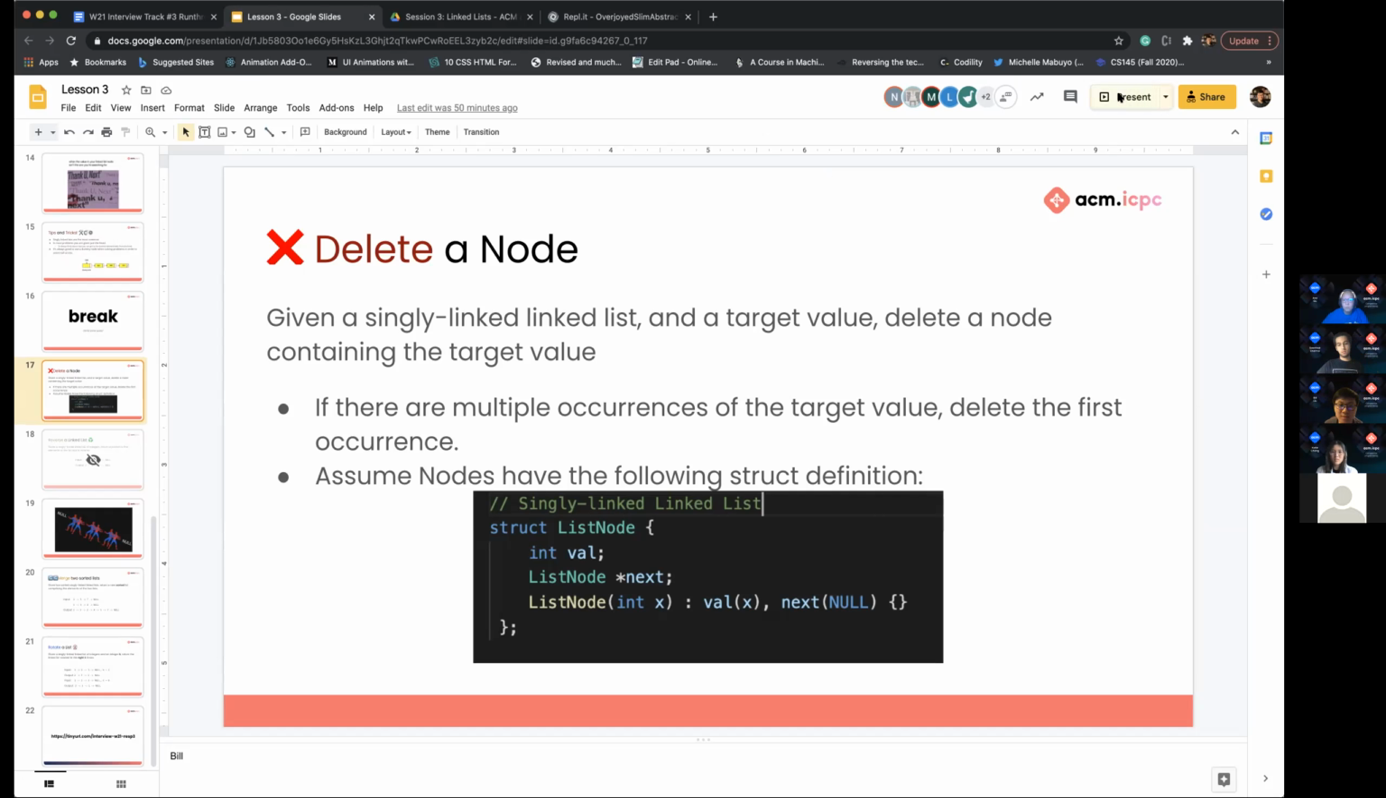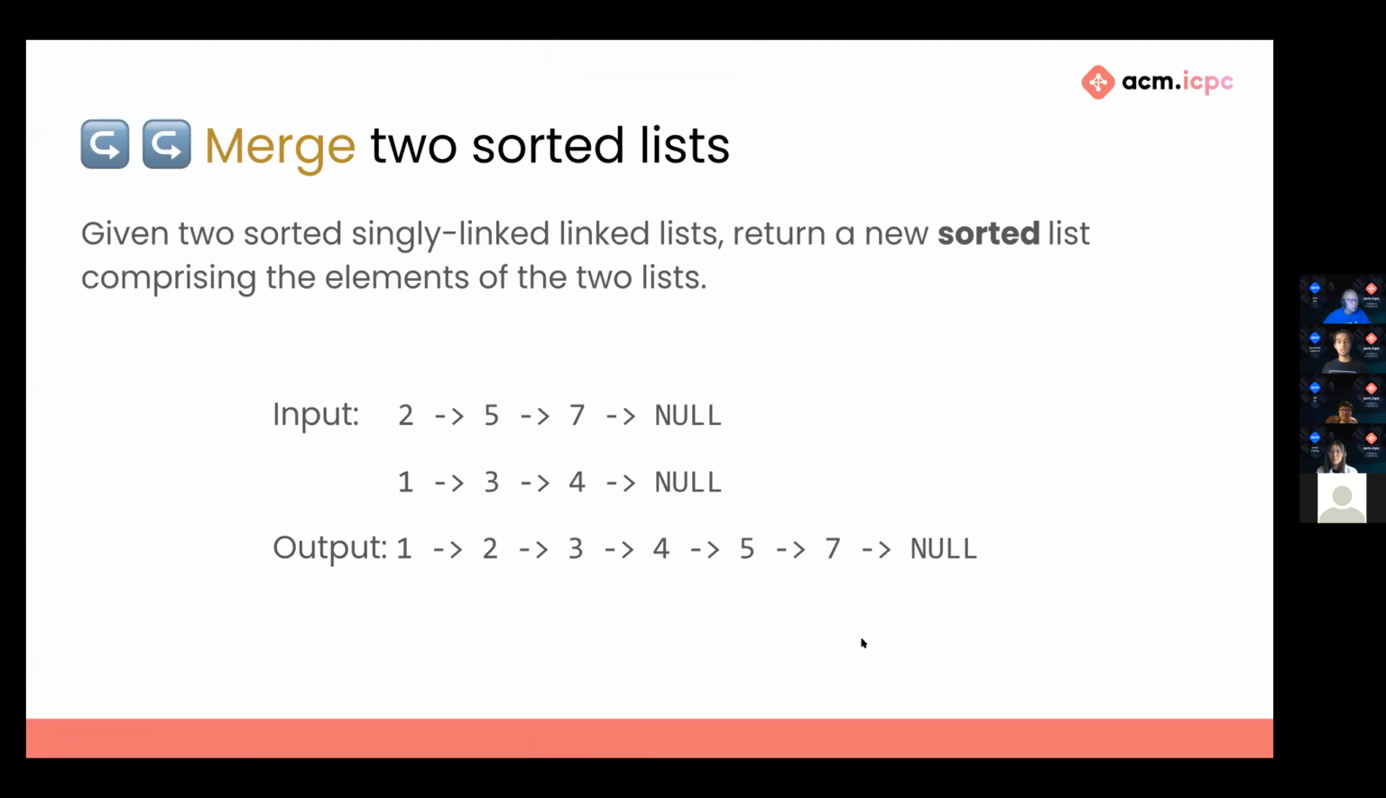Okay, so hi everyone. Our next problem is merge two sorted lists. In this problem, we're given two linked lists, and you can assume that you were given the head pointer of both lists, and we want to return a new linked list, which merges the two lists. The merged list should be in sorted order also, and then we just want to return that list.